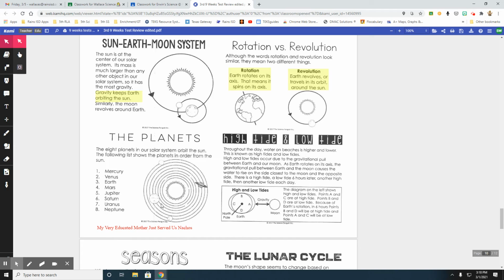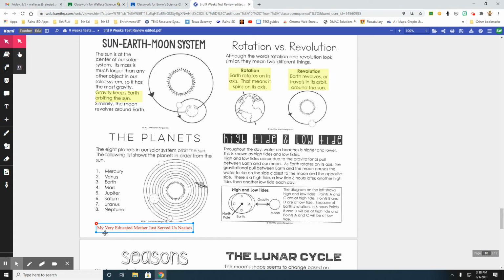Okay? Important to know the planets. Unfortunately, Pluto got kicked out of the club. It's no longer a planet. It's considered a dwarf planet. So we have the 8, okay? And these are listed in order from the sun. And the little acronym we use is my very educated mother just served us nachos. And so that's something helpful to just jot down whenever you're taking your test. That way you can make sure you keep the planets in the correct order.